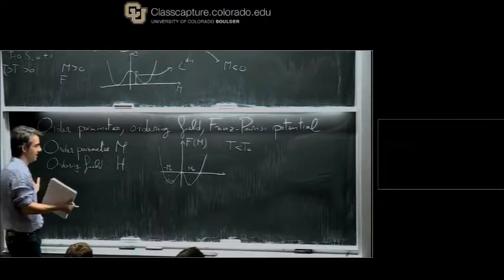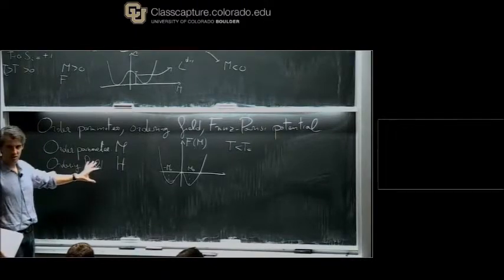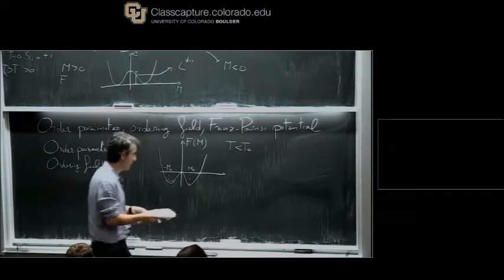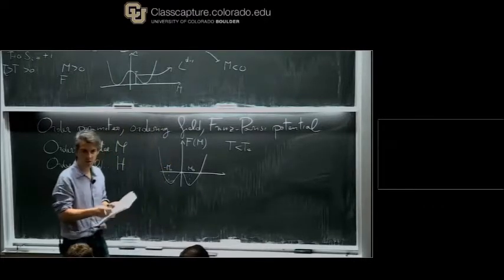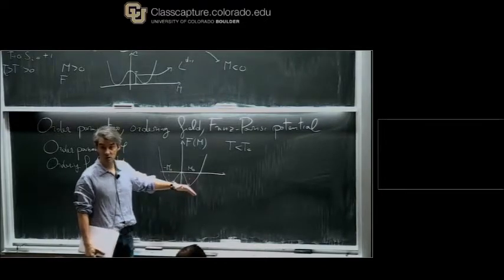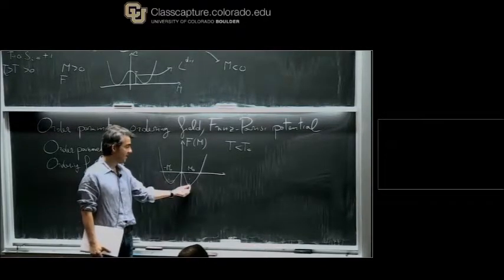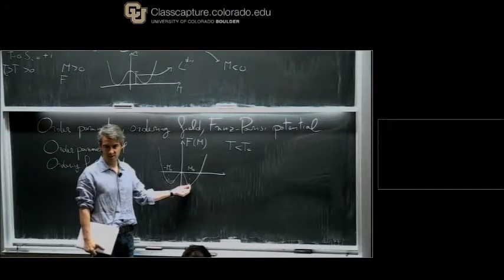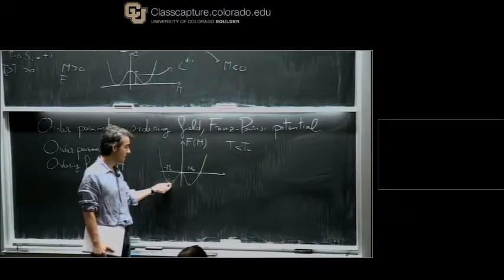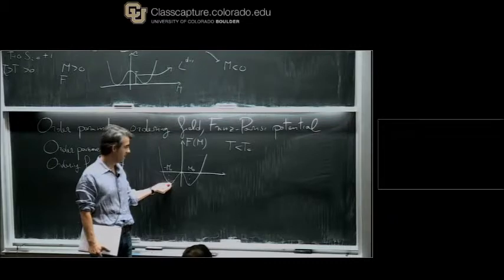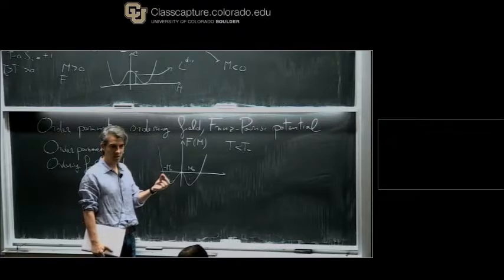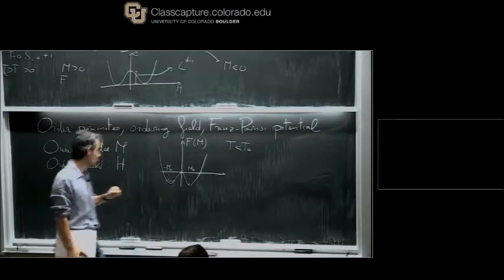And what you know is, why is this called the ordering field, H? It's because H allows you to break the symmetry. So if you put H equal to 0 plus, you tilt this a little bit. Since what you have to do is always to minimize the free energy, the state that will minimize the free energy will be the one with the positive magnetization. Now if I change H a little bit to H equal to 0 minus, the one that will minimize the free energy is the one with minus M0. At H exactly equal to 0, I have a degeneracy between the two. So this is why this is the ordering field.